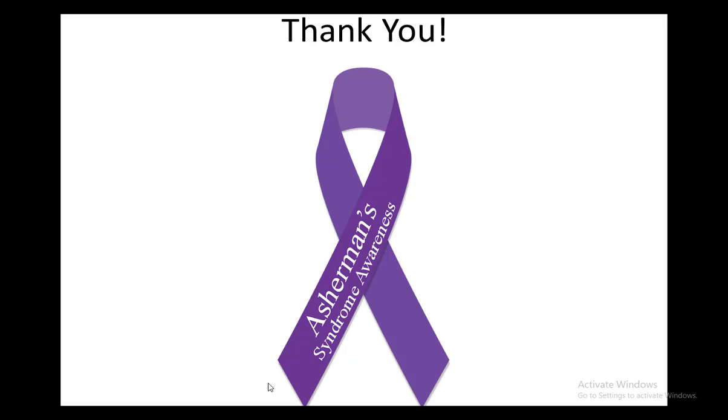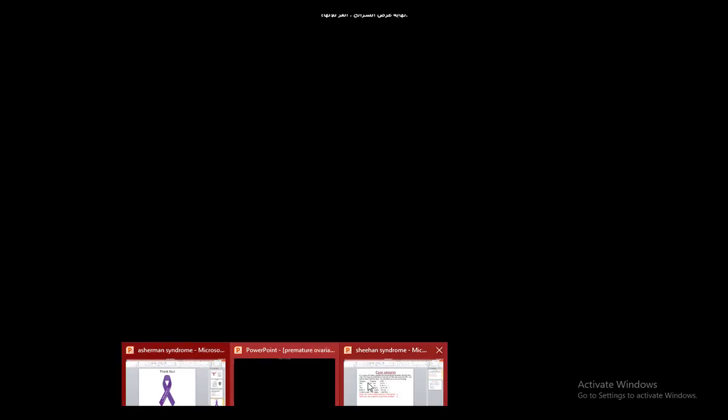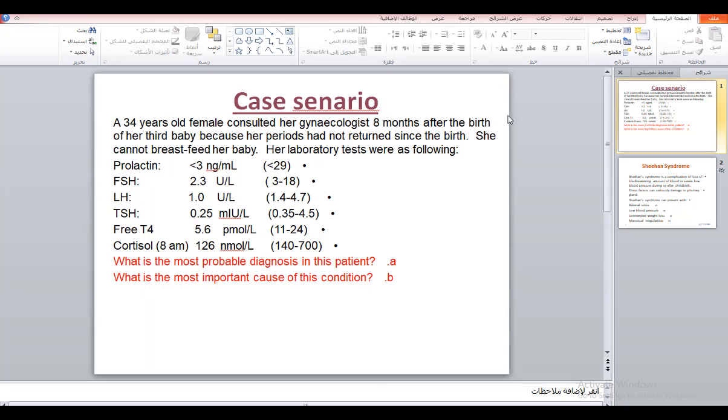This was regarding another cause of secondary amenorrhea, which is Asherman syndrome. Later on, we will discuss the third cause of secondary amenorrhea, which is Sheehan syndrome. We put a scenario. Sheehan syndrome is a very rare syndrome, which is why we discuss it in only 2 slides, in order to know whether it is Sheehan syndrome, because it is a cause of secondary amenorrhea.